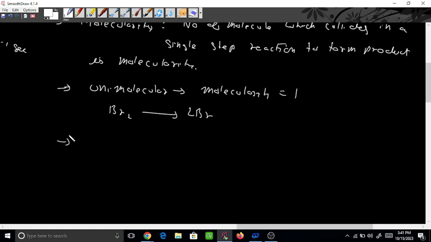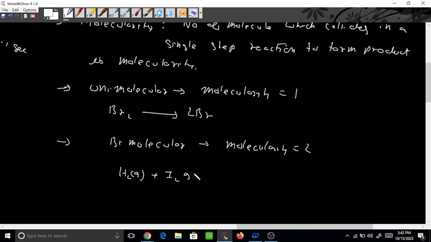Okay, then there can be bimolecular also, when two molecules collide with each other. So bimolecular means molecularity will be equal to 2. There can be two molecules, suppose hydrogen gas and one more molecule, say iodine gas. These two molecules will combine and form 2HI. So this is unimolecular, this is bimolecular. There can be trimolecular also, where three molecules combine together to form a product.